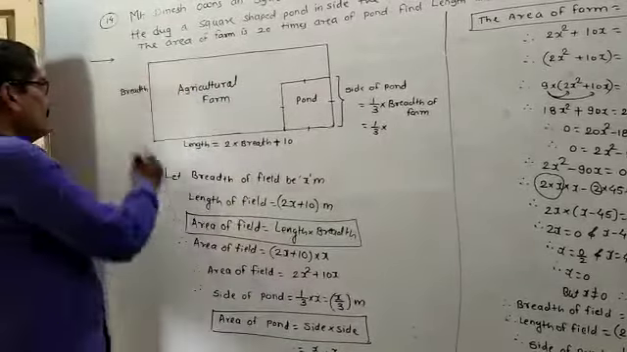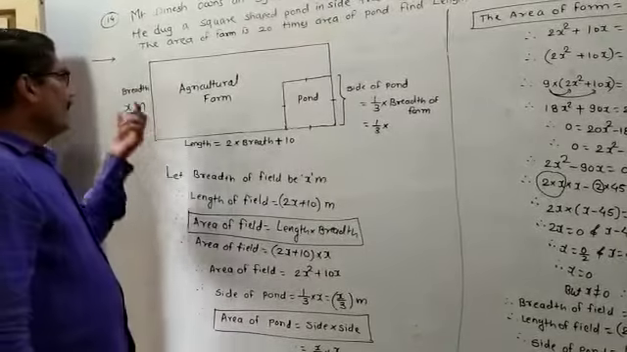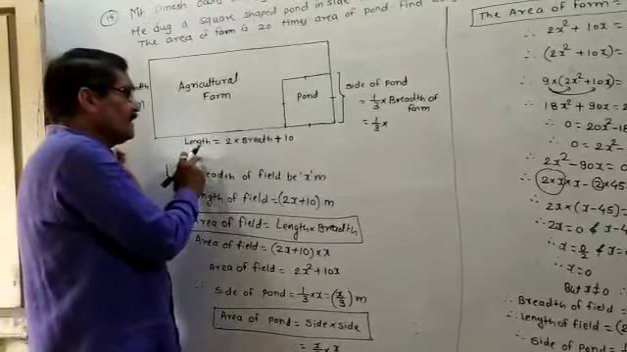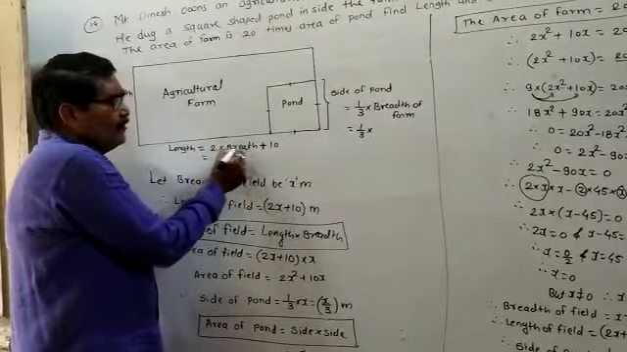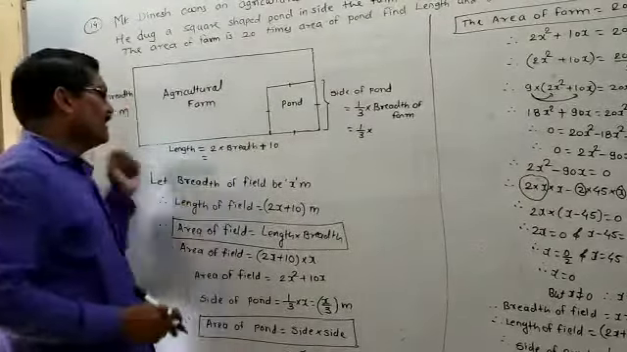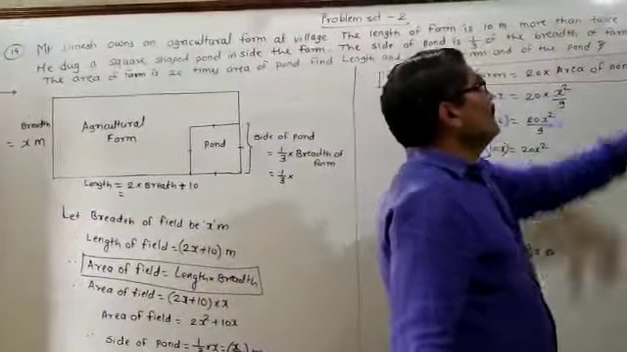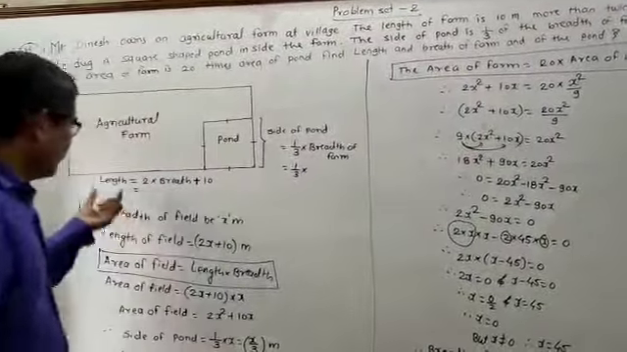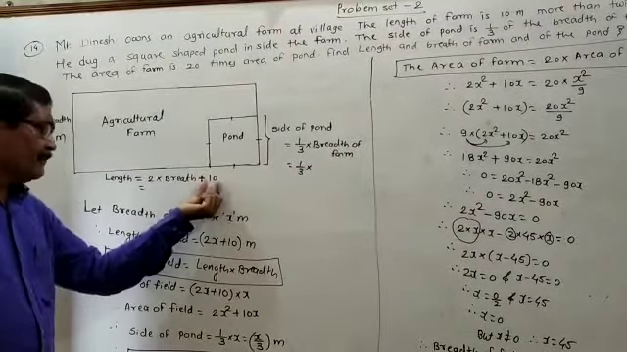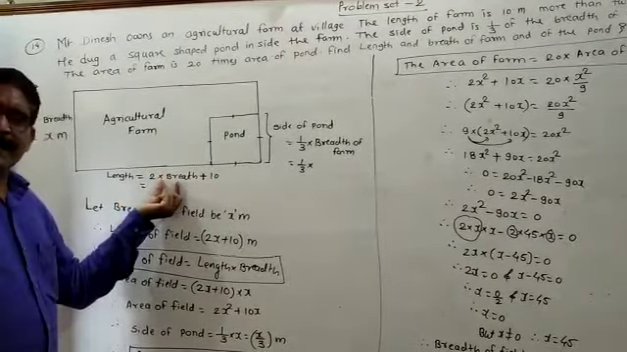So all these things are compared with the breadth of the agricultural farm. So I will consider the breadth of the agricultural farm to be x meters, and the relation of this breadth and the length is given. The length of the farm is 10 meters more than twice the breadth. This plus means more than, 2 times breadth or twice the breadth, like that you have to say.